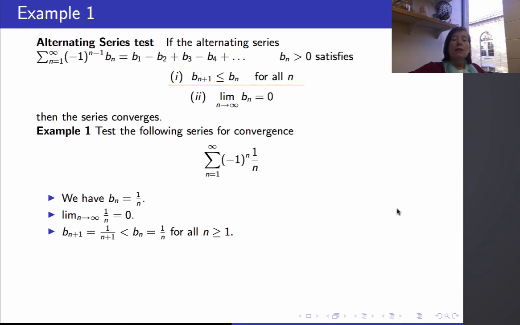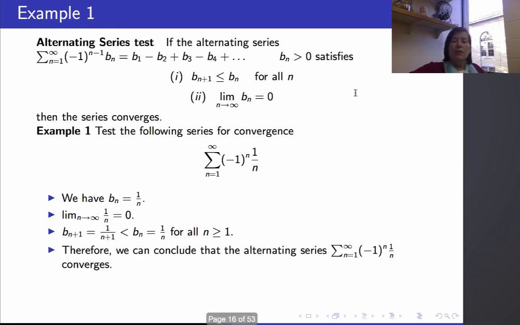Here, b(n+1) is 1 over n plus 1, which is indeed less than 1 over n for all n bigger than or equal to 1. So both of these conditions for the alternating series test are met, and we can conclude that the alternating harmonic series converges, in contrast to the harmonic series itself, which we know diverges.